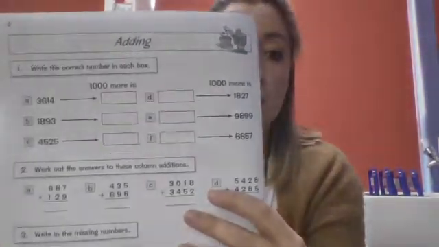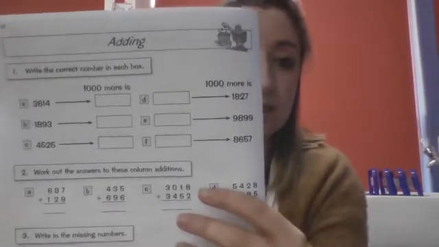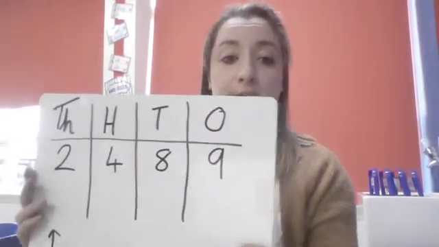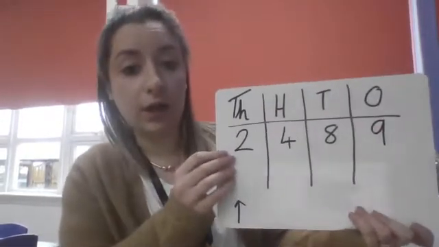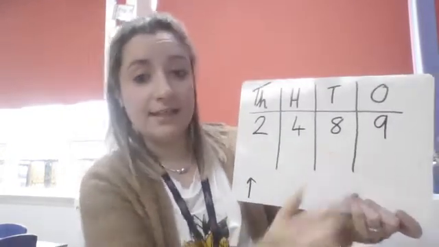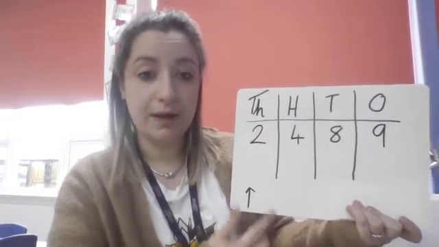Now, on section 1, you have got a question which says to write the number in each box. And what we want is 1,000 more than that number. On a whiteboard, I put my own number into a place value chart, which we were looking at last week. Here is my place value chart. If we want 1,000 more, then we are going to be looking in this column here. So we won't be changing any of these digits, only the digits in this column, because those are your thousands.